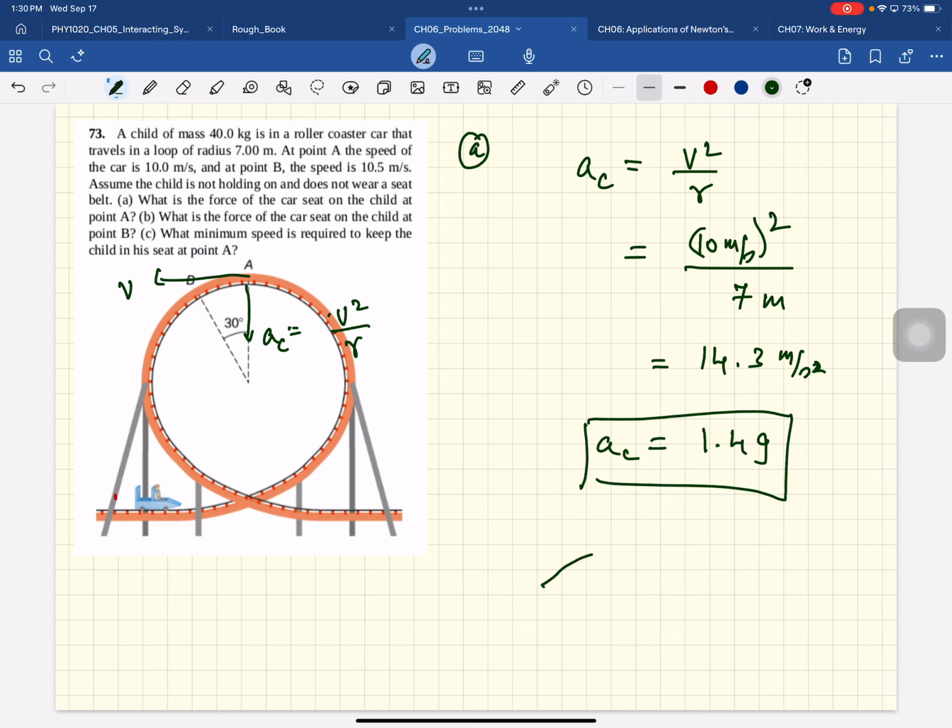So you see at the top, the centripetal acceleration is 1.4 g's. What does gravity provide you? g. And so the seat belt has to push you down with a force of 0.4 g. So the seat belt has to provide you that additional force.